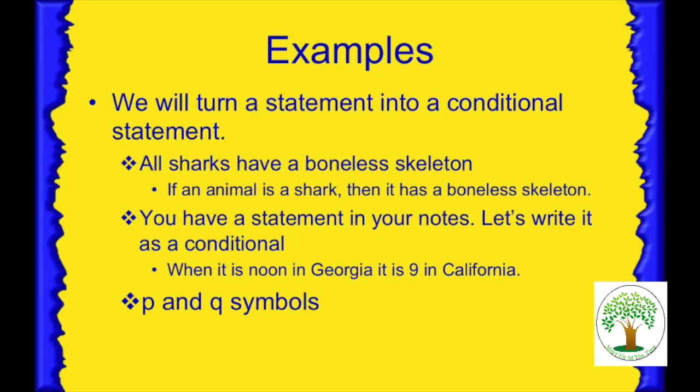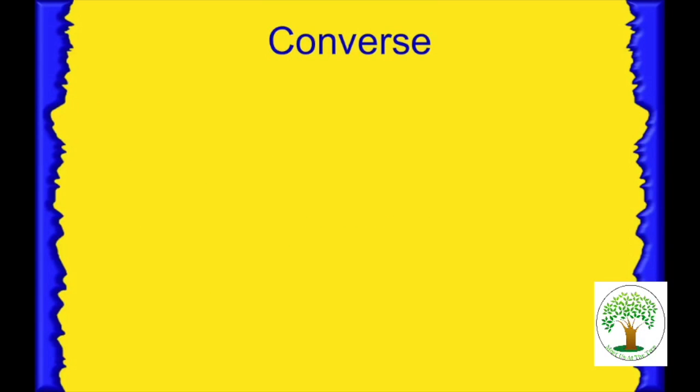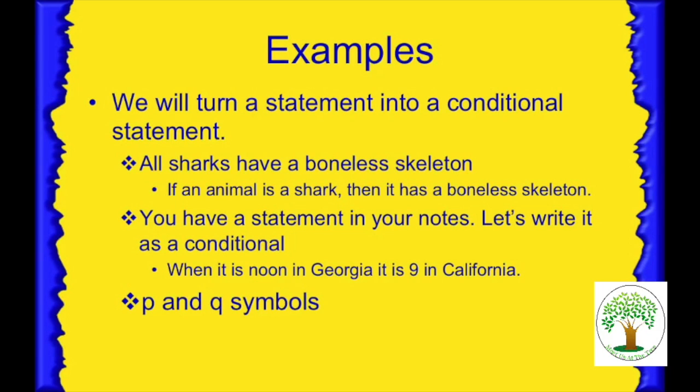There are some symbols we can use. Mathematicians don't like to write things. They want to have X's and Y's and pluses. They don't want to write the word P-L-U-S. They want to write a symbol. So the P and Q symbols that we use, when we're writing an if-then statement, we can write it like this: P implies Q, which means if P, then Q.